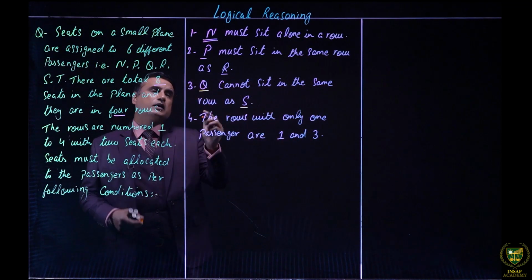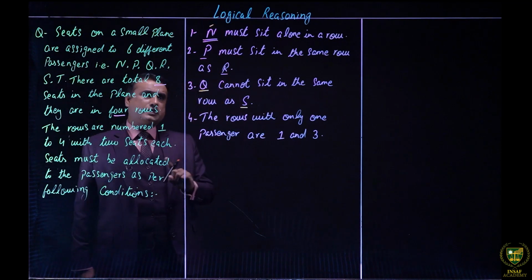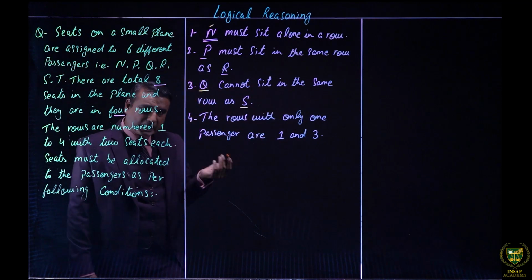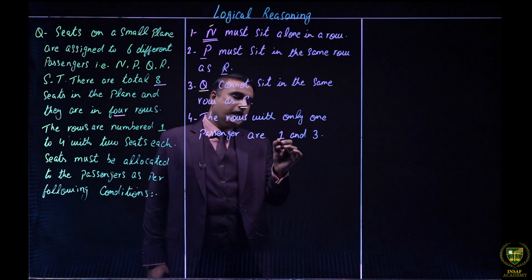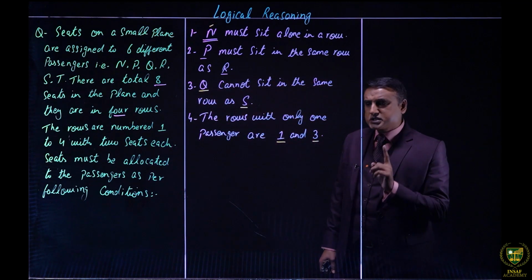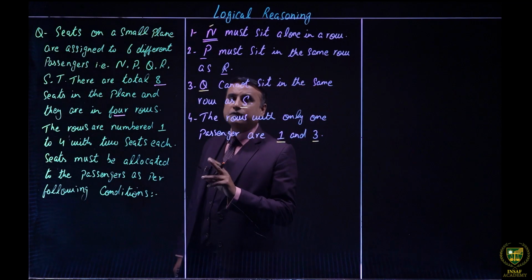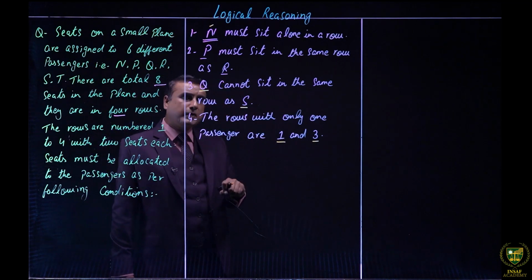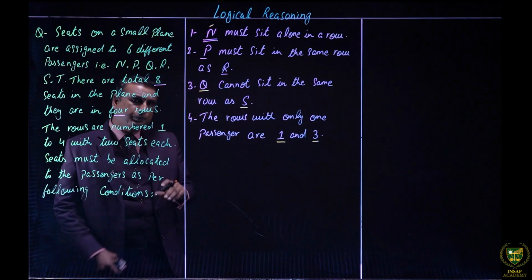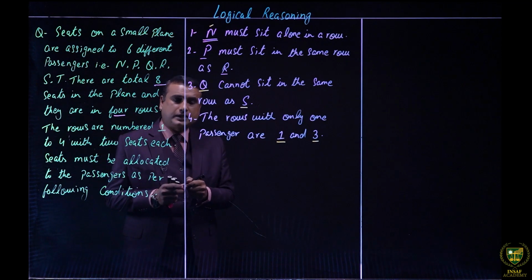So it means we'll have to arrange at least 1 row for N and 1 row for Q or S. इनके लिए कुछ अलग करना पड़ेगा. And the rows with only 1 passenger must be 1 and 3. It means कि 2 or 4 में we can have 2, we can accommodate 2 people, but in 1 and 3 we can only accommodate 1 passenger. So ये total scenario है. अब देखते हैं पहला question इसका क्या आता है.